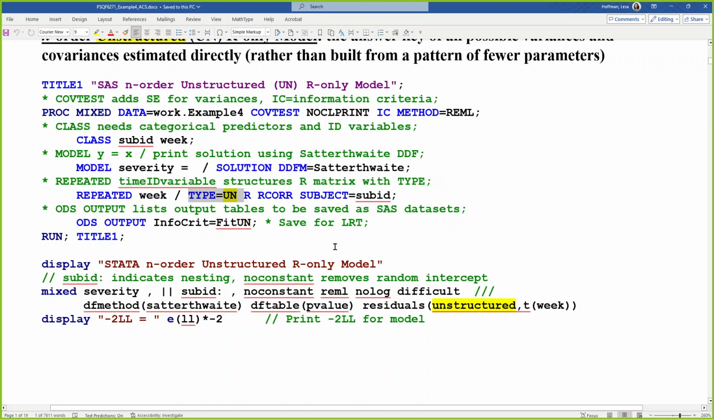TYPE=UN, that means unstructured. R and RCORR mean print those for me, please. And then how do you want them organized? By subject. That's my level 2 ID.